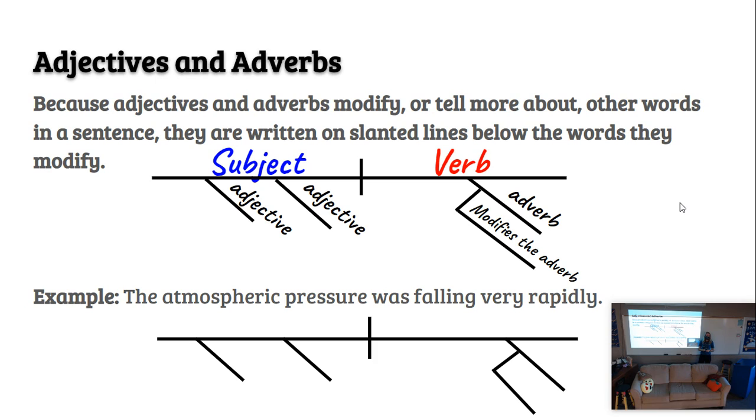What is rapidly modifying? So, what do you think? Yes, rapidly is telling us how it was falling. So rapidly is answering the how adverb question, modifying the verb. Very is answering the how adverb question, modifying the adverb.